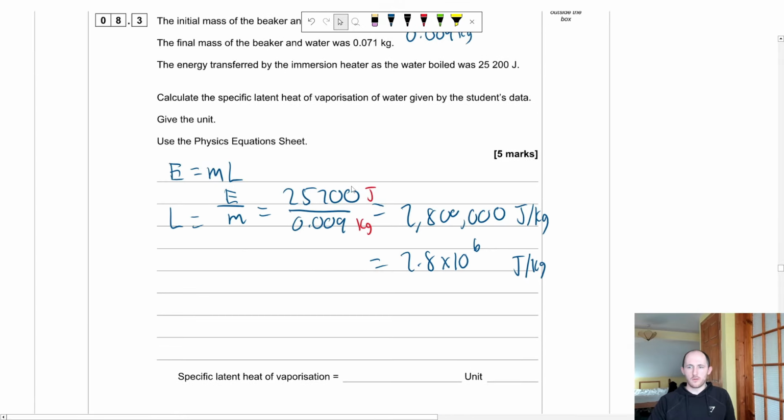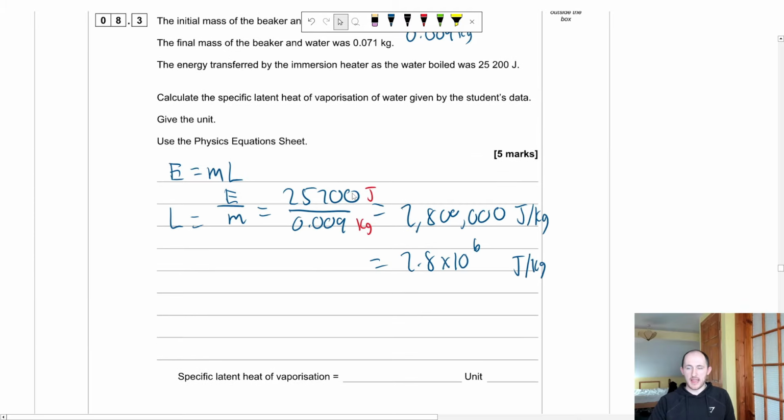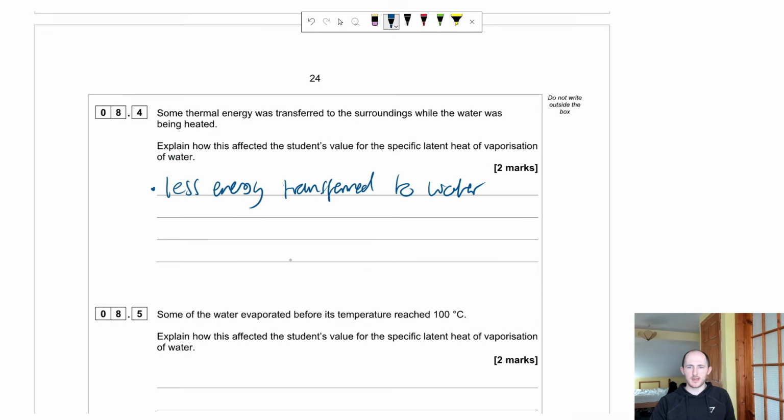Again, not all of this energy went to the water. Some of it was lost to the surroundings. That's what it's saying here, which means our actual value of energy should be lower, which means our value is too high. Thus, students' value too high.